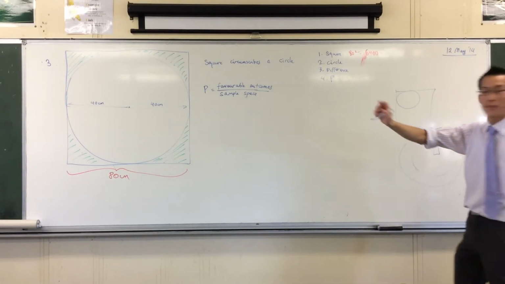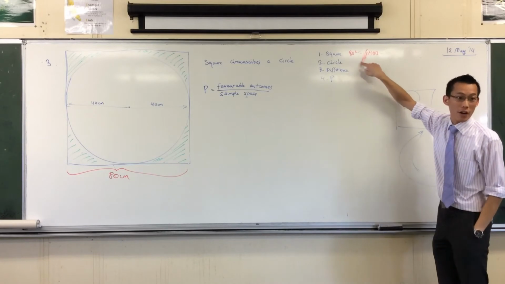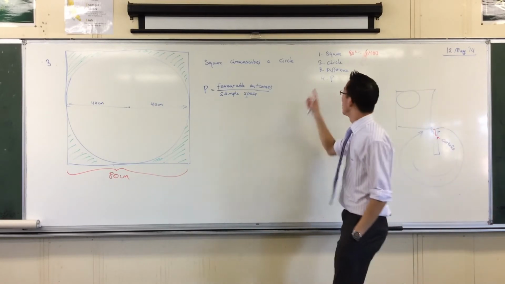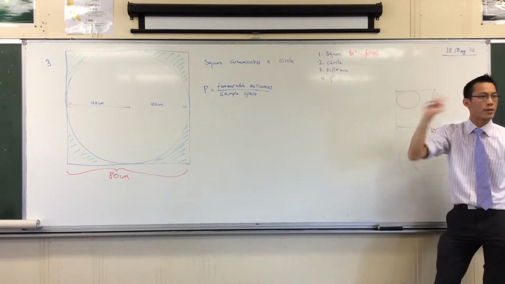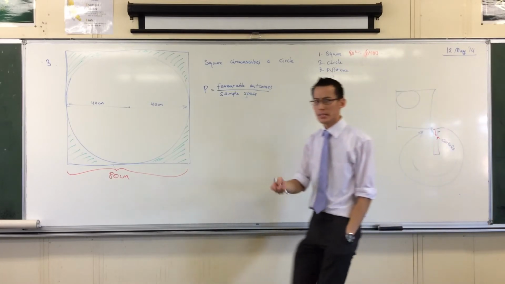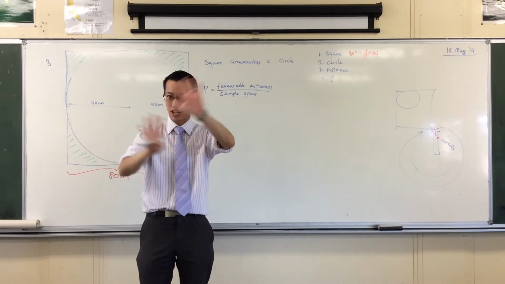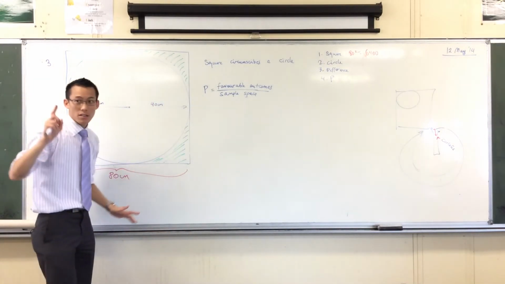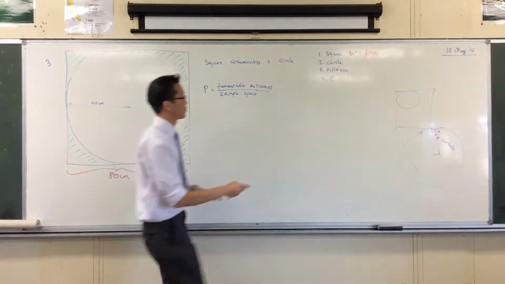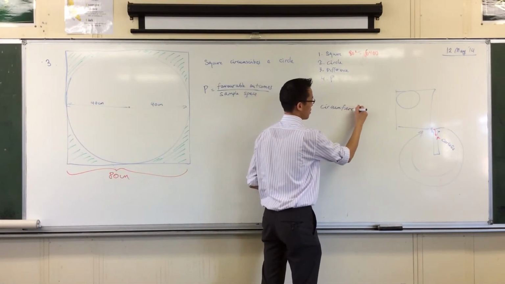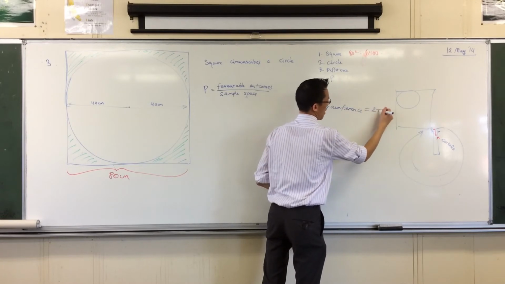Alright, what have we established so far? We've got an area. Good. That was the area of the square. We need more than that though. We need the area of the circle, don't we? How do I do that? Circumference will tell me a distance, but I want an area, like a shaded thing. Now, circumference is 2 pi r, right? Don't forget that.